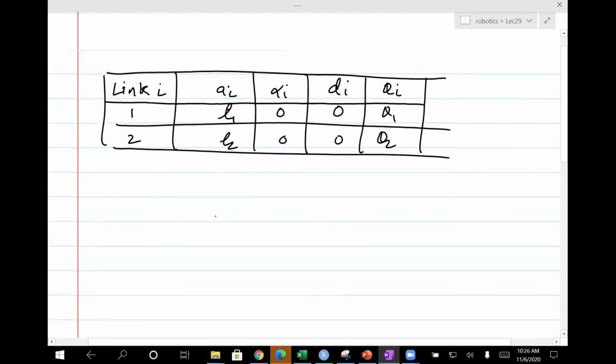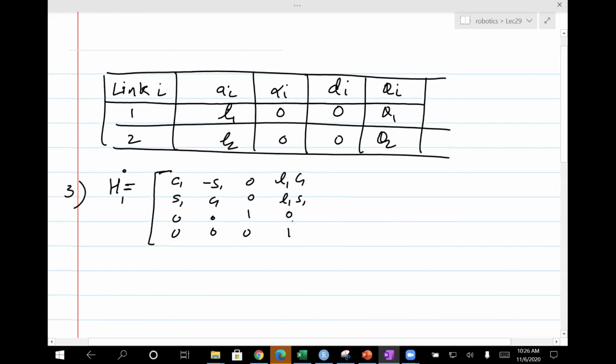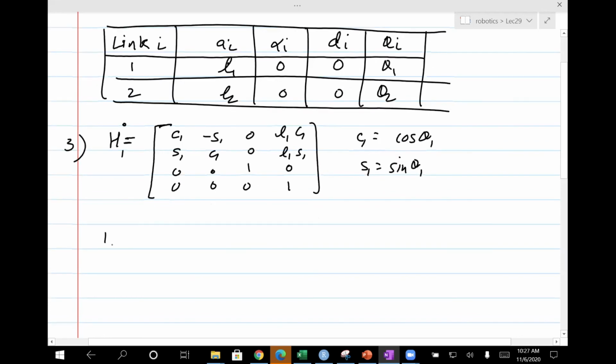Okay, that's step 2. Step 3 is writing the H matrix. H is a transformation from H1 to H0. There's a formula which I showed earlier. I would recommend putting this in MATLAB and just generating the 4x4 matrix. I'm going to write a shorthand form for this: L1 C1, L1 S1, 0, 1, where C1 is simply cosine theta 1 and S1 is sine of theta 1. This makes it slightly easier to write.